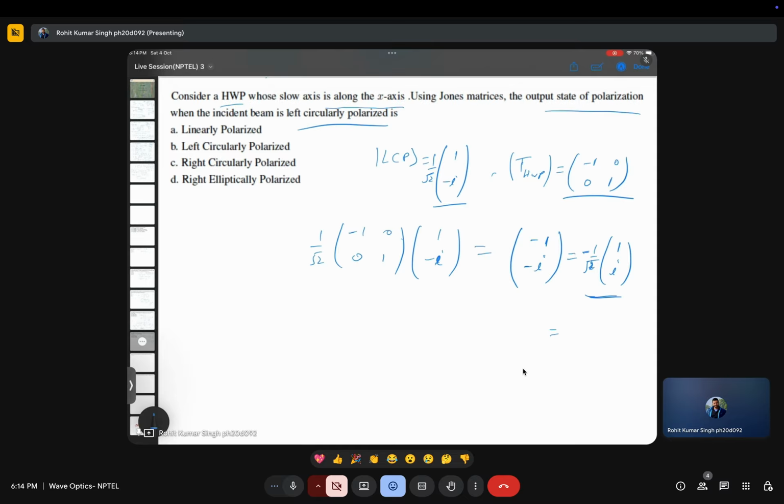This is a Jones matrix for right circularly polarized light, right? I mean this amplitude is constant, but both have no positive sign because the negative sign is taken common. So what a half wave plate does is it converts a left circularly polarized light into a right circularly polarized light. Okay, so C is the correct option.